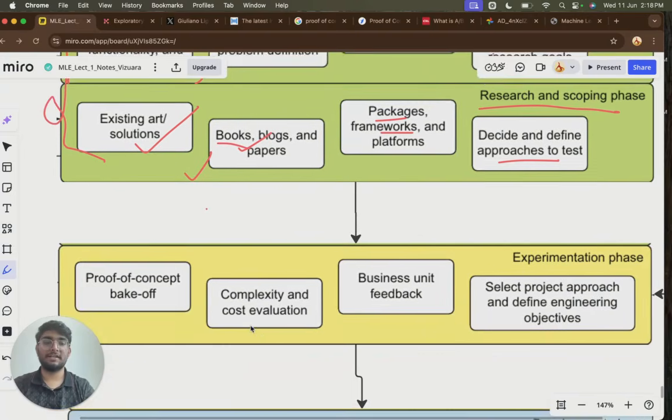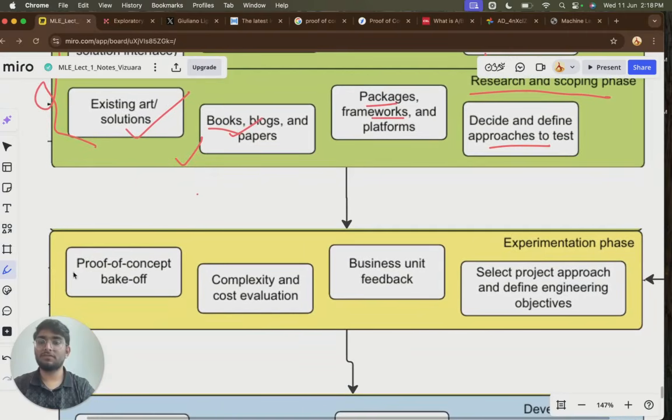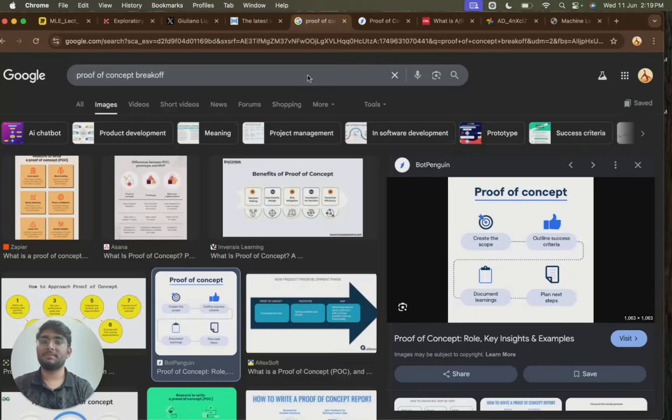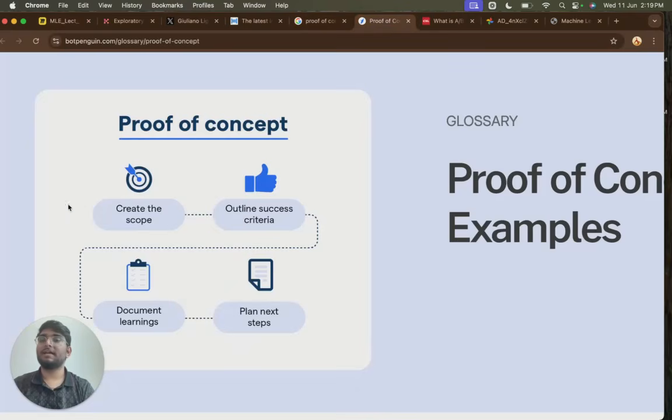Next is the experimentation phase. You'll have a proof of concept bake-off, and you'll have a complexity and cost evaluation. You'll experiment and evaluate the estimated cost of the project, and then you will have business unit feedback. Then you will select a project approach and define engineering objectives. So for proof of concept, you can think of it like: you create the scope, then you outline the success criteria, then you document learnings, and then plan next steps.